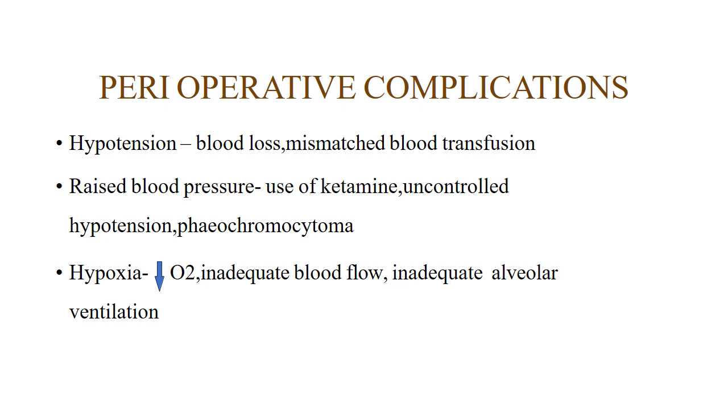The next is perioperative complications, including hypotension, especially that caused by blood loss and mismatched blood transfusion, and raised blood pressure, use of ketamine, uncontrolled hypertension, and pheochromocytoma. Pheochromocytoma means a hormone-secreting tumor that can occur in the adrenal gland. The next is hypoxia: decreased O2, inadequate blood flow, inadequate alveolar ventilation.